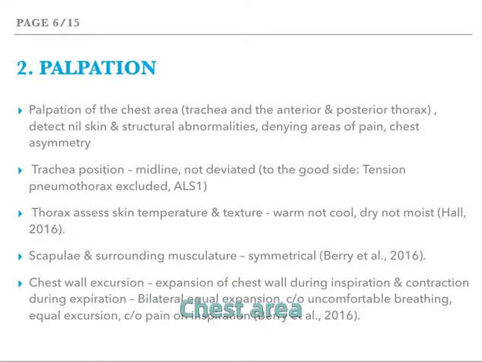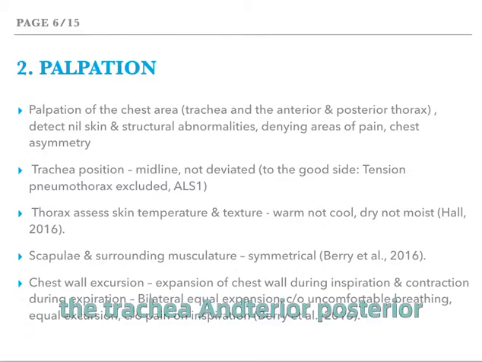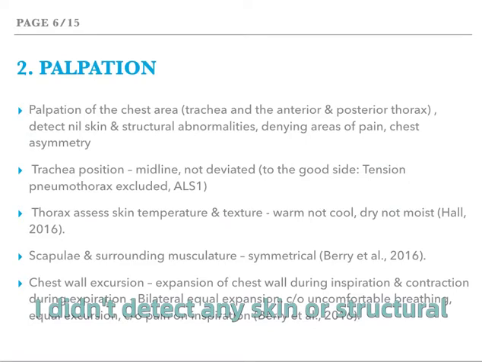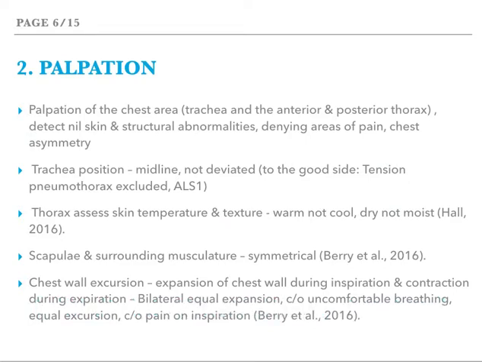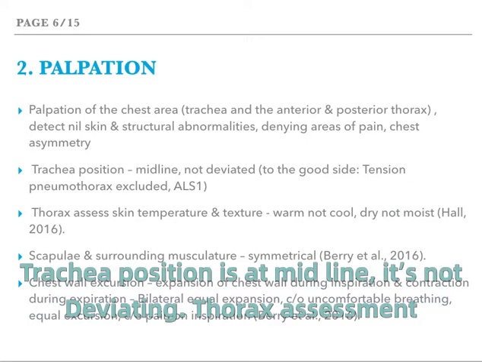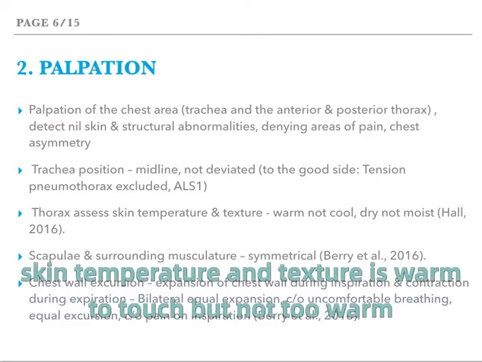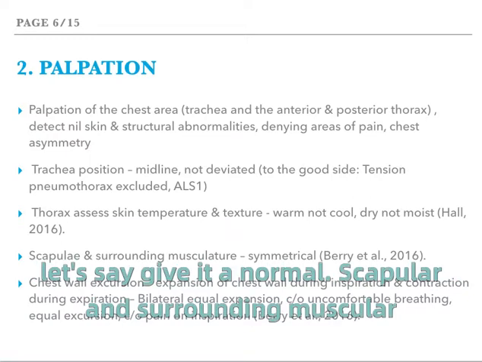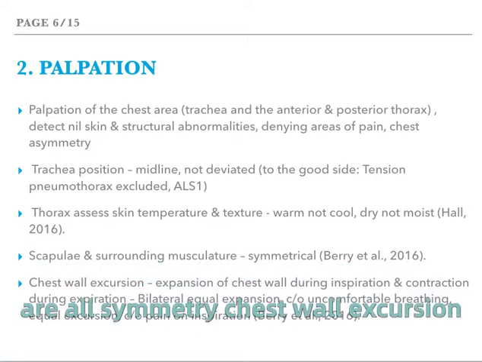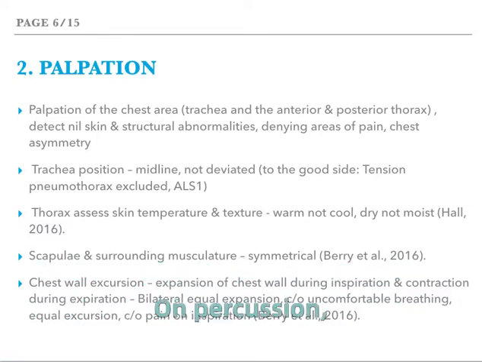Palpation of the chest area, the trachea and anterior posterior thorax. I didn't detect any skin or structural abnormalities. Trachea position is midline, not deviating. Thorax assessment: skin temperature and texture is warm to touch but not too warm, I'll say normal. Scapular and surrounding muscles are all symmetrical. Chest wall excursion is expanding when she's breathing.